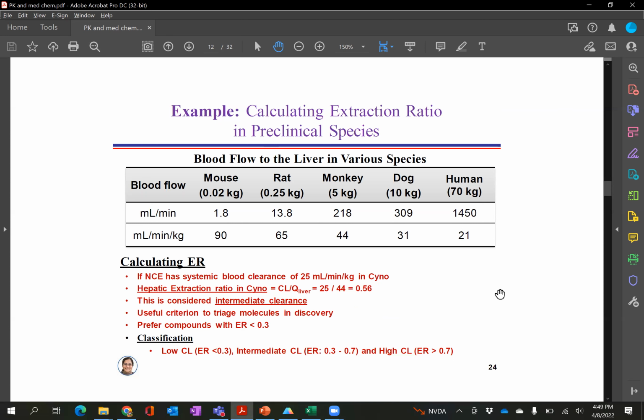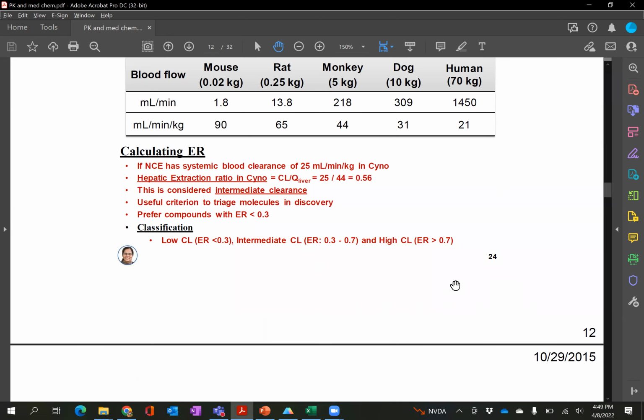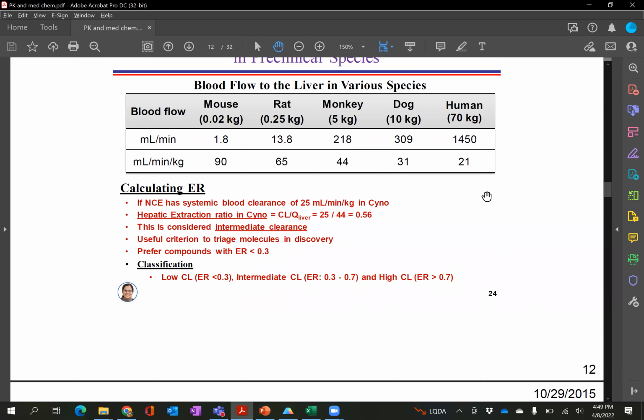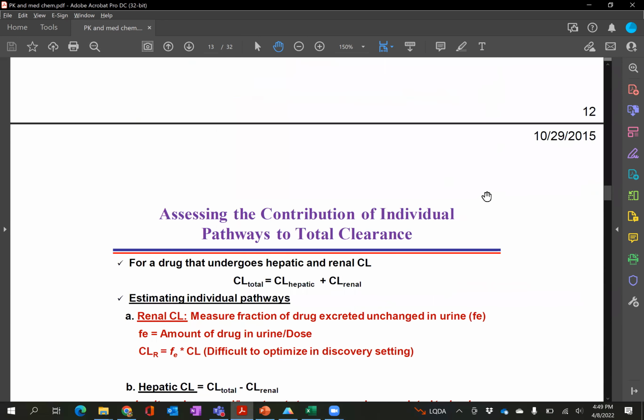This is good, it helps me understand how we look at these numbers. And a high clearance drug is one with an extraction ratio larger than 0.7.